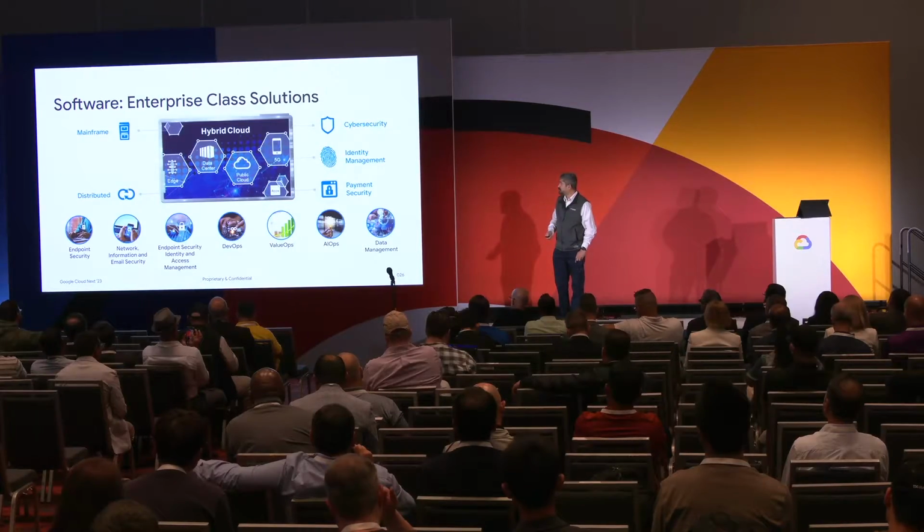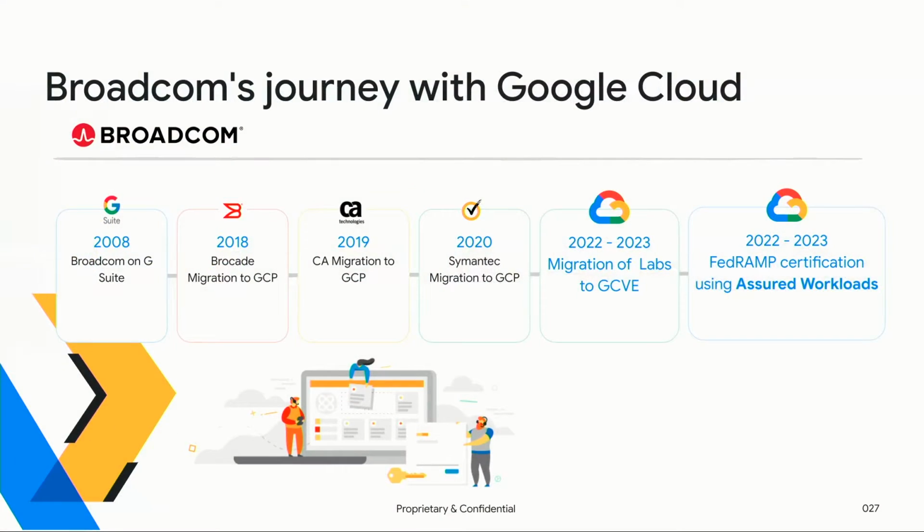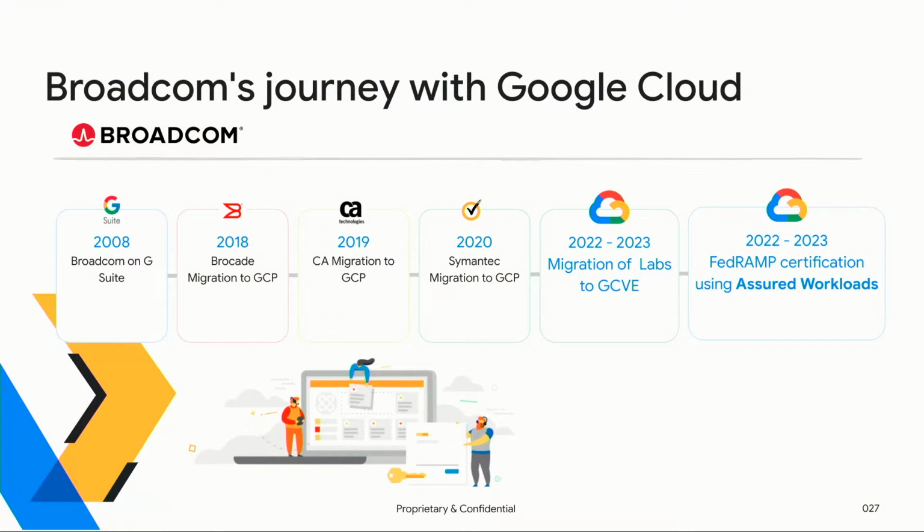Now, coming to our journey with Google Cloud, we have had a very symbiotic relationship with Google. We were probably the first billion-dollar company that adopted G Suite, and we still continue to use that. Our foray into software started with the acquisition of Brocade, and that's when the first set of workloads started moving to GCP. Things gained more traction with the acquisition of CA Technologies, closely followed by Symantec, wherein we decided that we'd move all the SaaS products into Google Cloud.